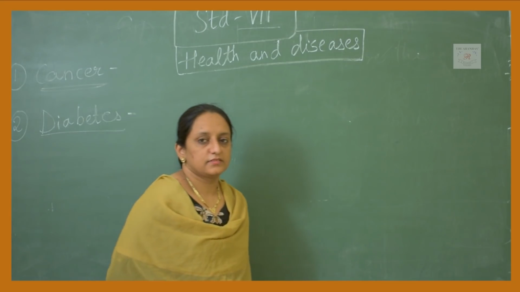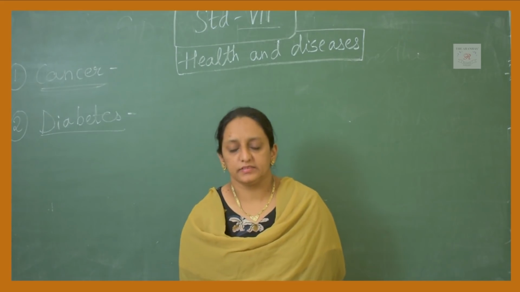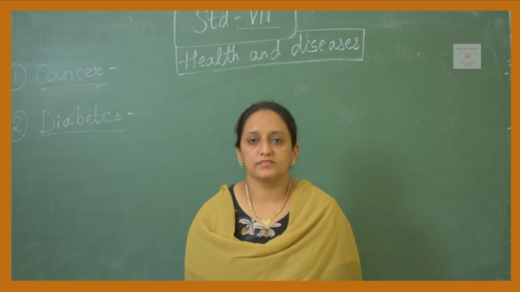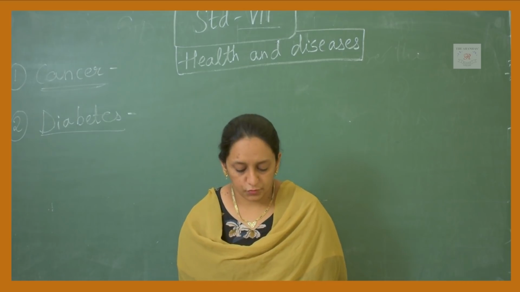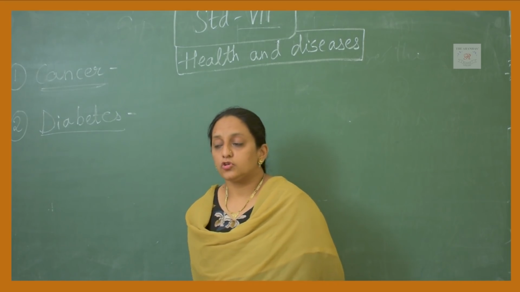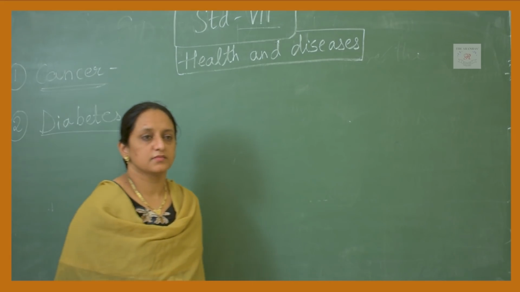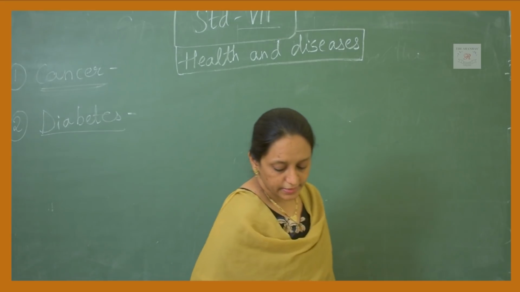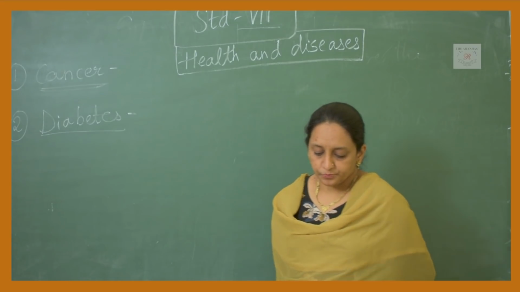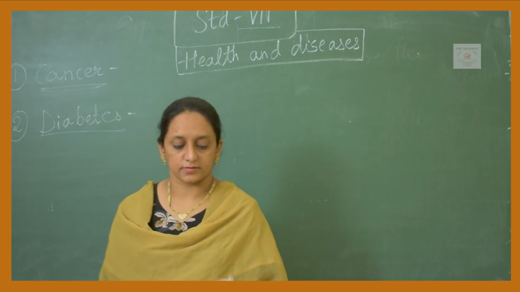Then lack of physical exercise. I just now told you, eating and sitting in one place, no physical exercise, your body will suffer from diseases. Then if you have mental stress, a lot of tension because of your family problem or because of your business, a person can get diabetes. So the reasons for diabetes are heredity, obesity, lack of physical exercise and mental stress.